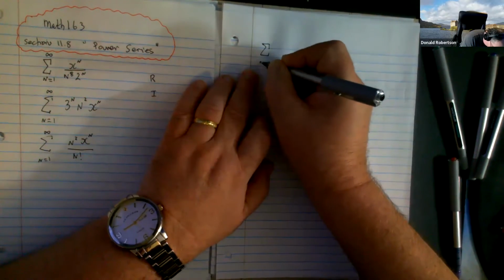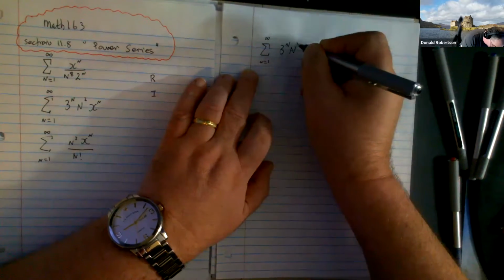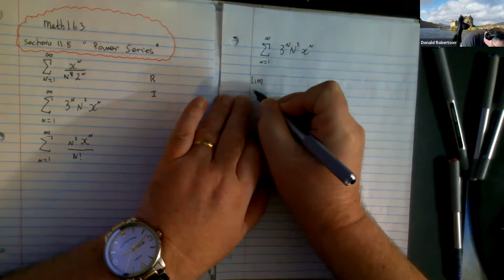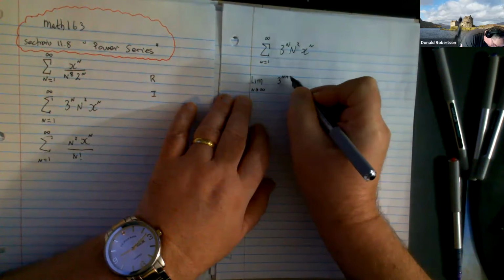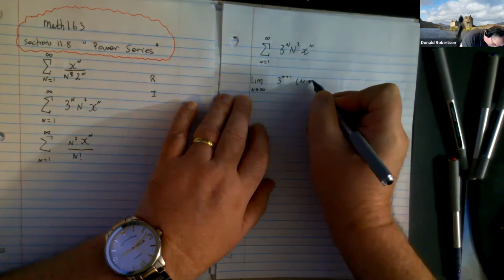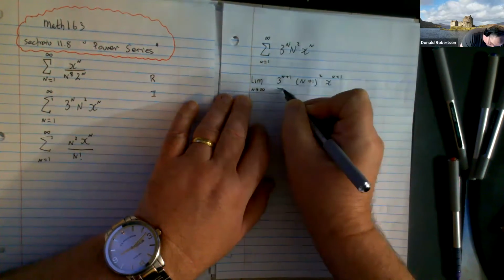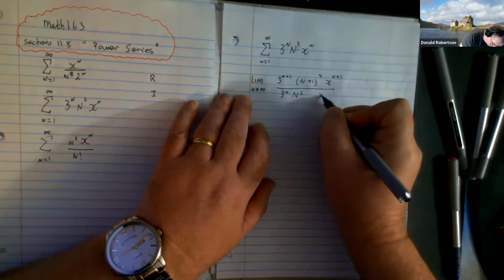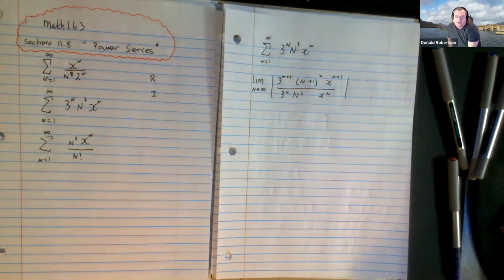So the second one is 3 to the n squared x to the n. Okay. We'll do the ratio test. 3 to the n plus 1, n plus 1 squared, x to the n plus 1, all over 3 to the n squared, x to the n. Actually, that one was pretty easy to write, wasn't it? We didn't even need to turn things upside down.